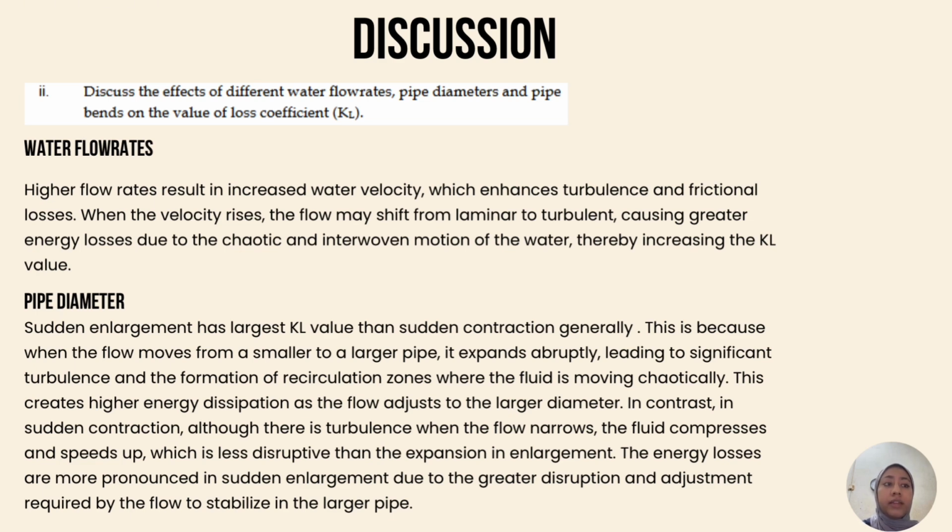In contrast, in sudden contraction, although there is turbulence where the flow narrows, the fluid compresses and speeds up, which is less disruptive than the expansion in enlargement. The energy losses are more pronounced in sudden enlargement due to the greater disruption and adjustment required by the flow to stabilize in the larger pipe.